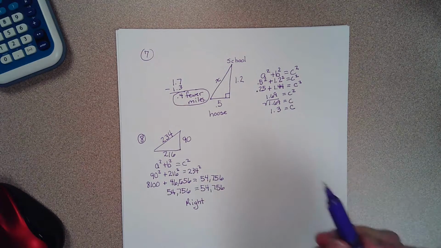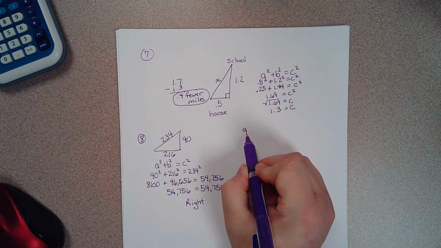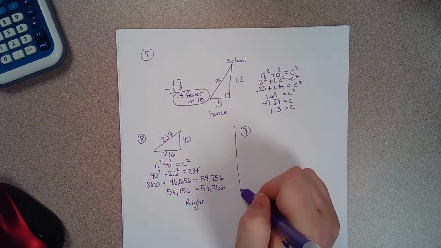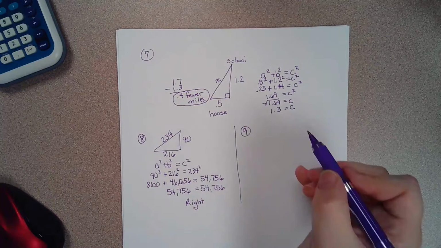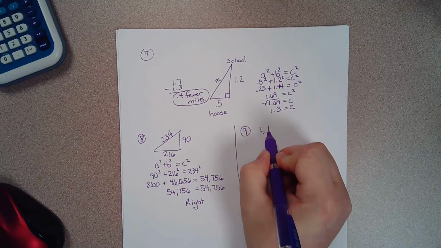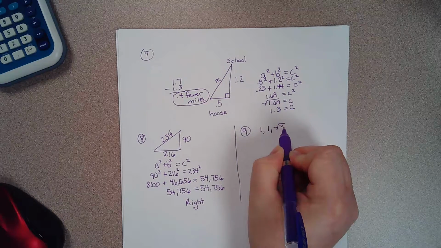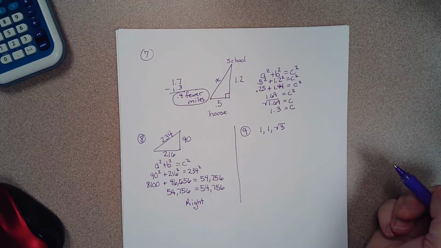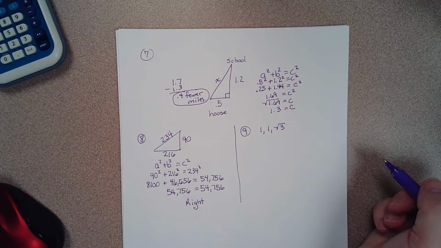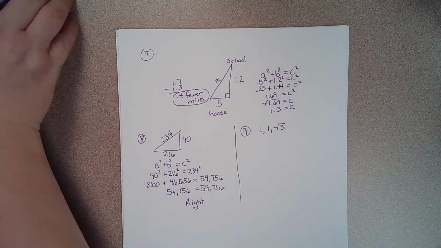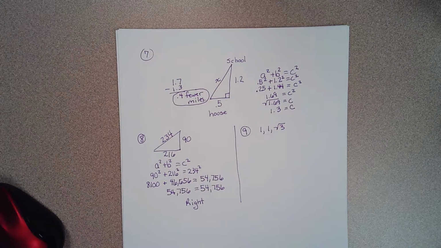So for number 9, we have another opportunity. This time they give us 1, 1, and square root 3. Now, if we look at this, square root 3, if you put that into your calculator, you're going to end up with a number larger than 1. In fact, square root 3 is 1.732, and then it runs on from there. So we know that that is probably our c.